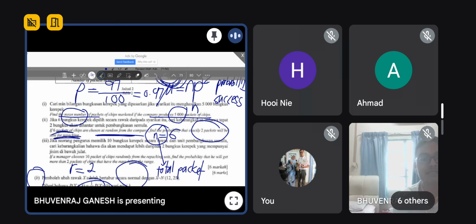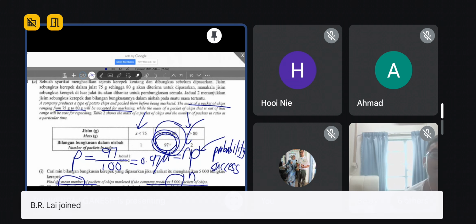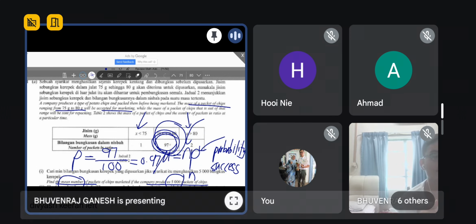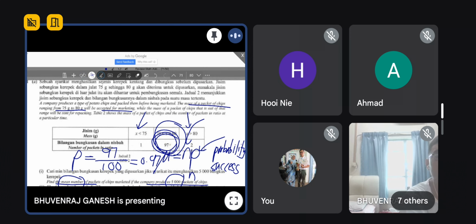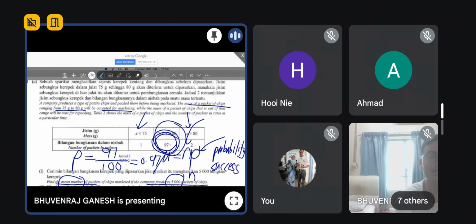Okay guys, if they say send for repacking, what is the probability? Apakah kebarangkalian that the chips will be repacked? Can you all tell me? What will be the value of probability for the chips to get repacked? You should get apa kebarangkalian dia guys untuk pembungkusan semula? What will be the probability?